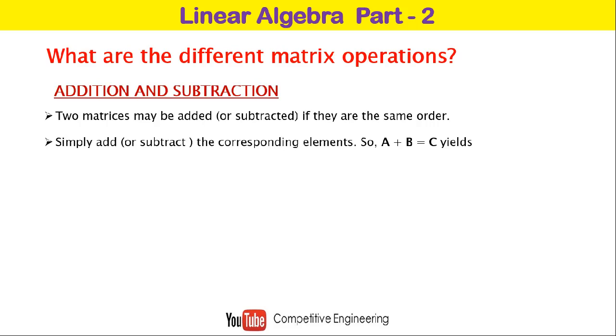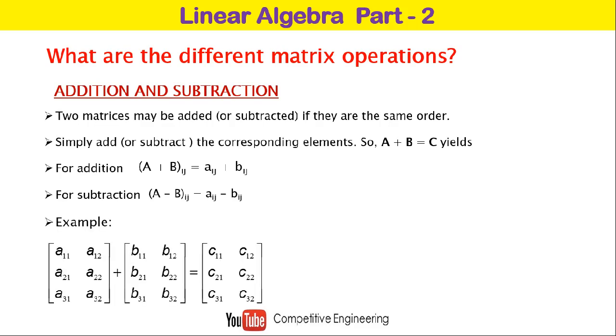So A plus B equal to C we will get. For addition, if we are adding A and B matrices, then at the ij position in the resultant matrix we will get Aij plus Bij. I will show it with an example. For subtraction, it is the same, Aij minus Bij. For example, this is the first matrix, which we will call the A matrix, and it is a 3 into 2 matrix, that is, it has 3 rows and 2 columns, and the elements are denoted as A11, A12 and so on.